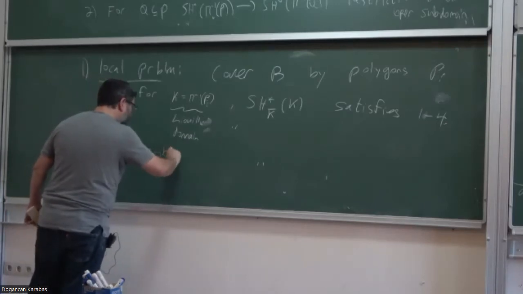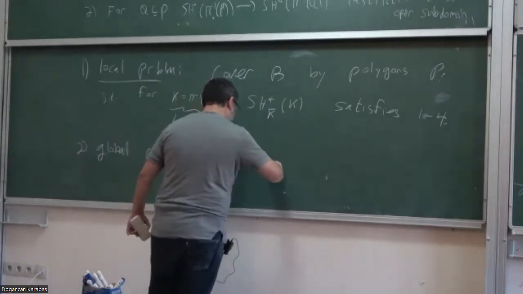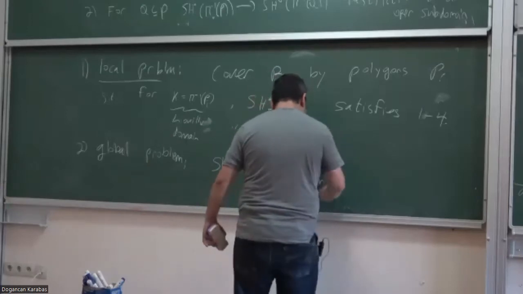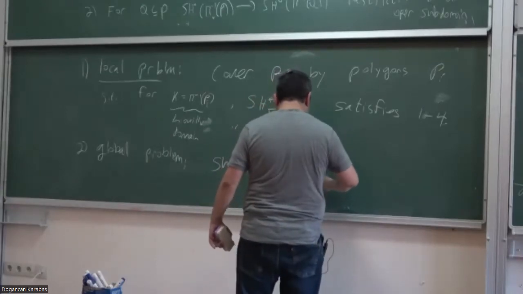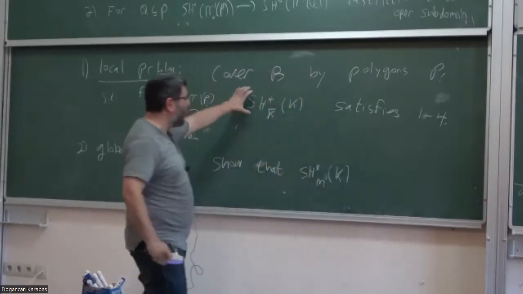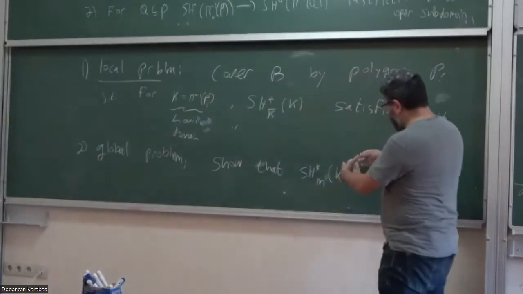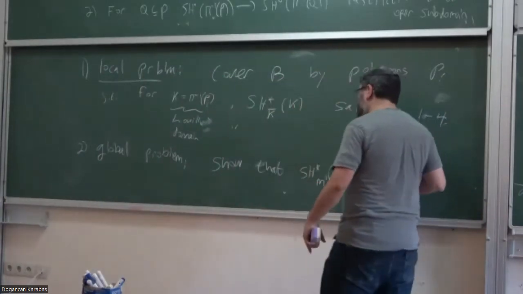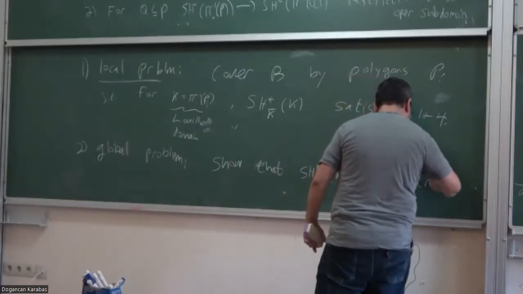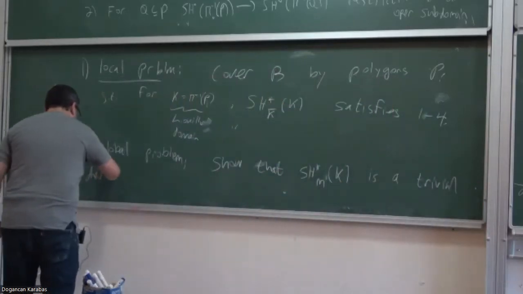And 2 is the global problem: show that SH of, so this is the undeformed local story. Then you want to look at this local thing inside some ambient space, and then show that this is a trivial deformation. This is roughly what you need in order to solve the problem.